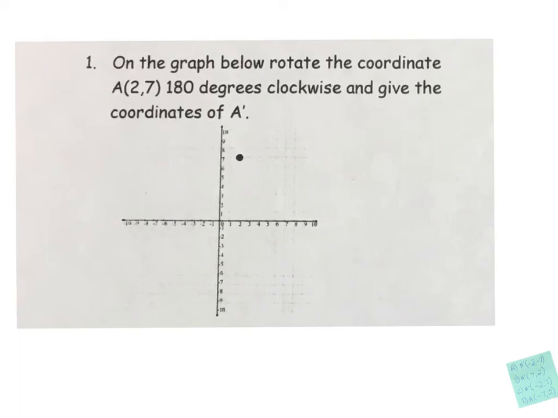Okay, so this is homework number 3. Number 1 on homework number 3 talks about rotating the coordinate 2 comma 7 180 degrees clockwise. Okay, and give the new coordinate of A prime.